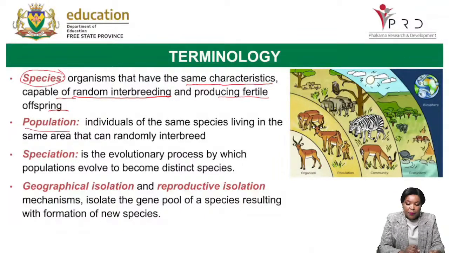What is a population? Individuals of the same species. Now you are saying those same species living in the same area or in the same habitat that can randomly interbreed.